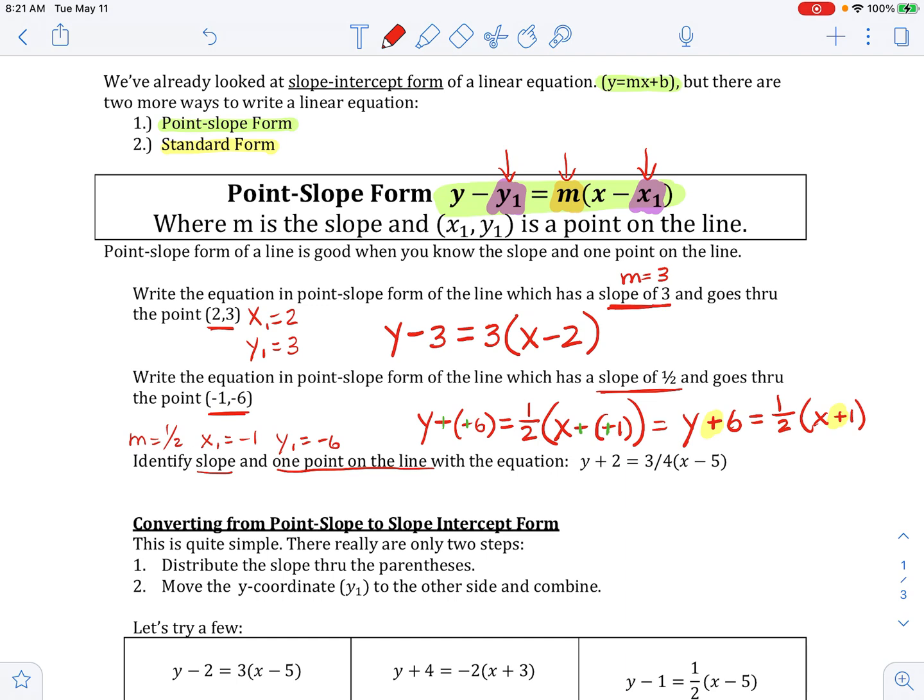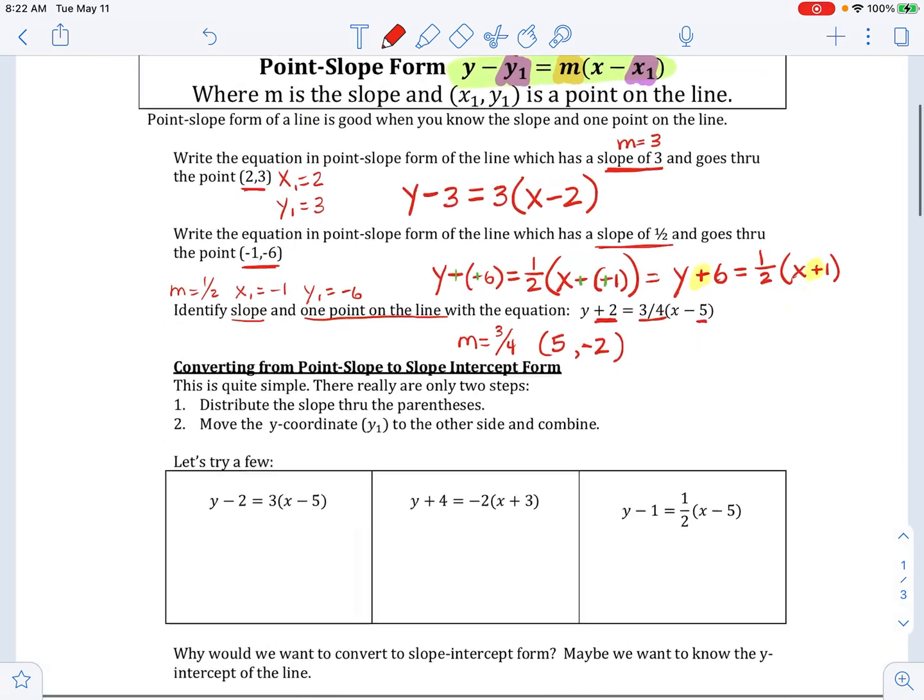Well, let's start with the easy part, the slope, right? So we know the slope of this line is 3/4. But what are the coordinates of the point? What are x sub 1 and y sub 1? So remember, x sub 1 is what's being subtracted from the x, and what's being subtracted from the x is 5, so the x coordinate is 5. And the y coordinate is what's being subtracted from the y. Now take a look at that. We have y plus 2. So how did we get from a minus to a plus? Well, your y coordinate must have been negative, right? Because subtracting a negative changed it to a positive. So the coordinate of the y is -2.